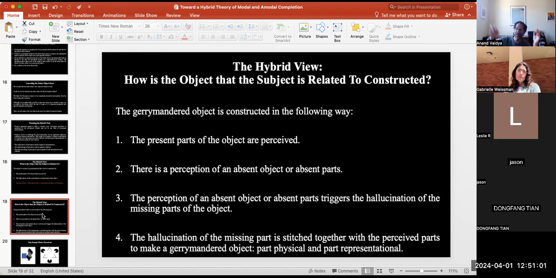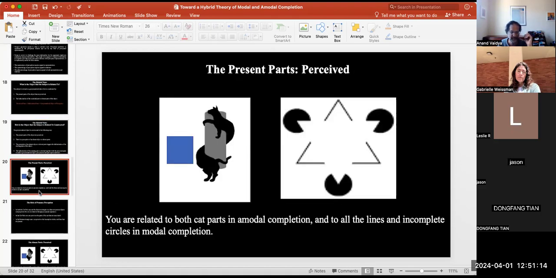So what is the object? It's a gerrymandered object. How is it constructed? By perception, absence perception, hallucination, and stitching, basically. All right, now let's go through it in more detail so you can see it.